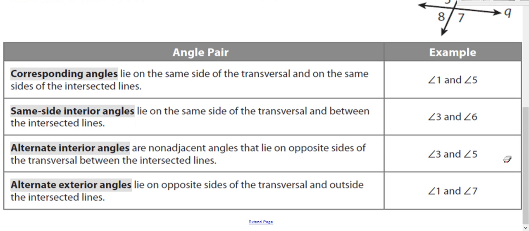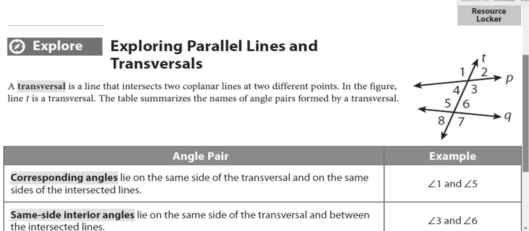First, we have corresponding angles, which are on the same side of the transversal and on the same side of the intersecting lines. So they're corresponding. They're in corresponding positions at the two intersections. So if you look at, here's one intersection, and here's the other intersection. There's two intersections and they're in corresponding positions. So that would be like angle 1 and angle 5.